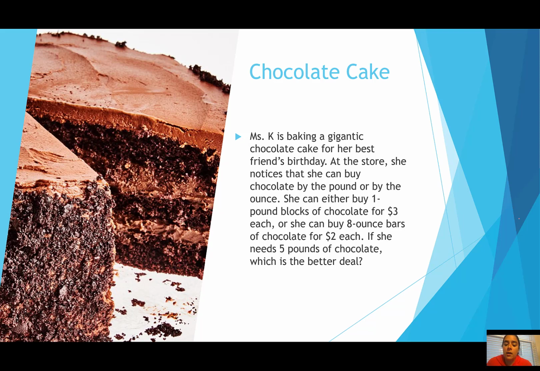All right, let's go over this problem. So she needs 5 pounds of chocolate. I need 5 pounds of chocolate to make the cake. So if I'm going to buy 1-pound blocks, let's make a little T-chart here. We know if I have pounds and I have money, 1 pound of chocolate costs $3. And I need 5 pounds of chocolate. So how much does that cost?